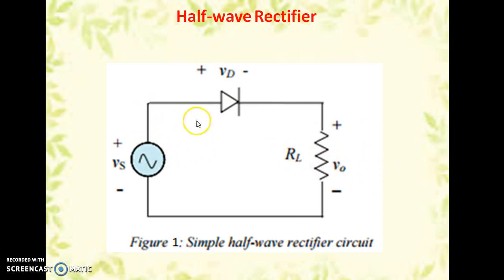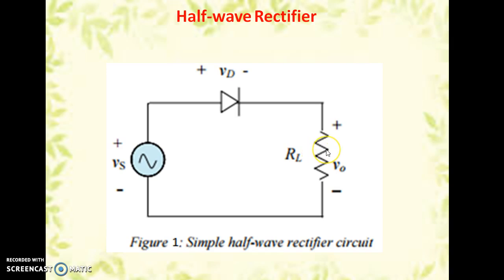So during the positive half cycle, the diode conducts, it acts as a closed switch, a short circuit, its resistance is very small, and the current flows through the circuit, so we get the output voltage from the load resistance. During the negative half cycle, the diode does not conduct, it becomes open circuited, no current flows and we don't get any output at the load.